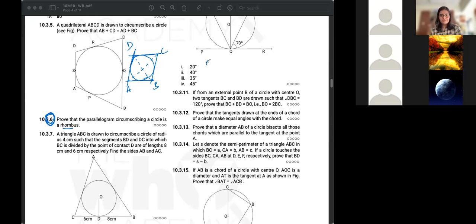Okay, start off with what you're given. So basically AB, BC, CD and AD form the tangents. It's a parallelogram circumscribing the circle. Also AB equals CD, BC equals AD. That will come. What is to be proven?